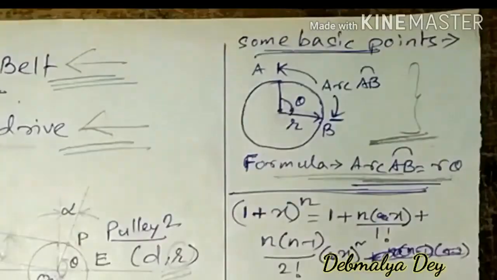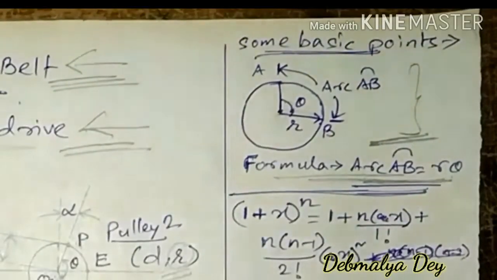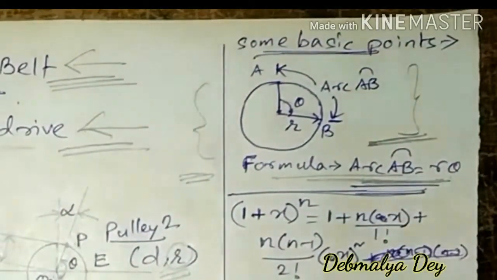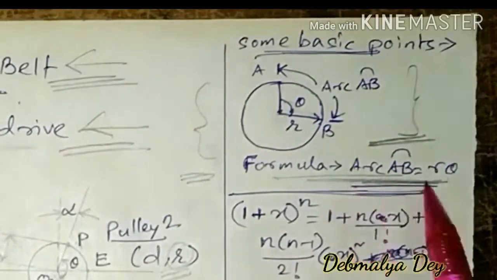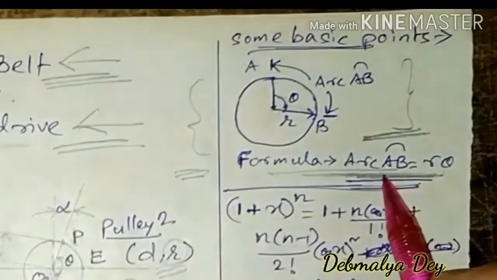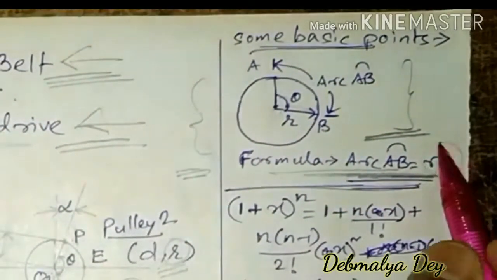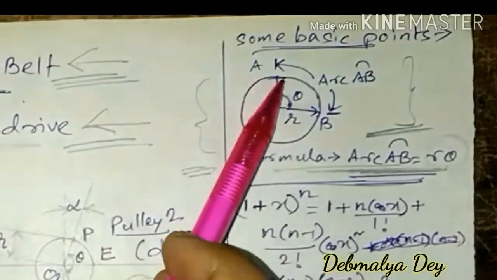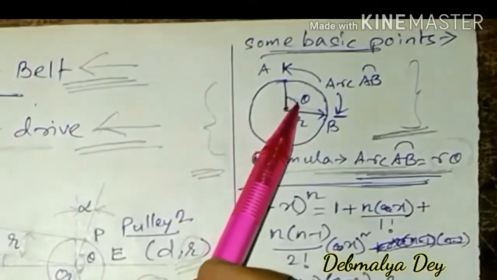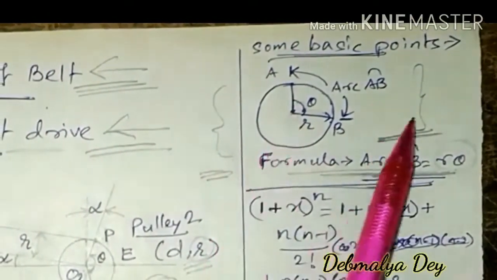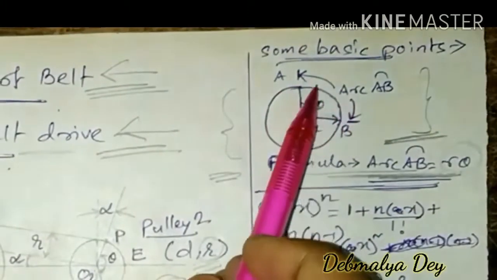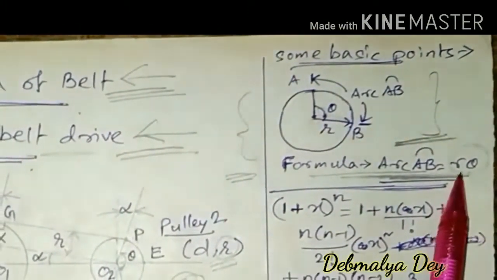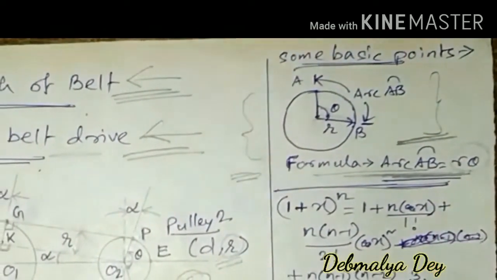Now before moving on to the derivation, I would like to say some important points which we learned in school. These are some basic points. The first formula, I think we all remember, is that the length of an arc is given by the product of the radius and the angle it makes at the center. You can see in this circle, this is the arc AB, and it is making an angle theta at the center. So the length of this arc AB will be given by r into theta.